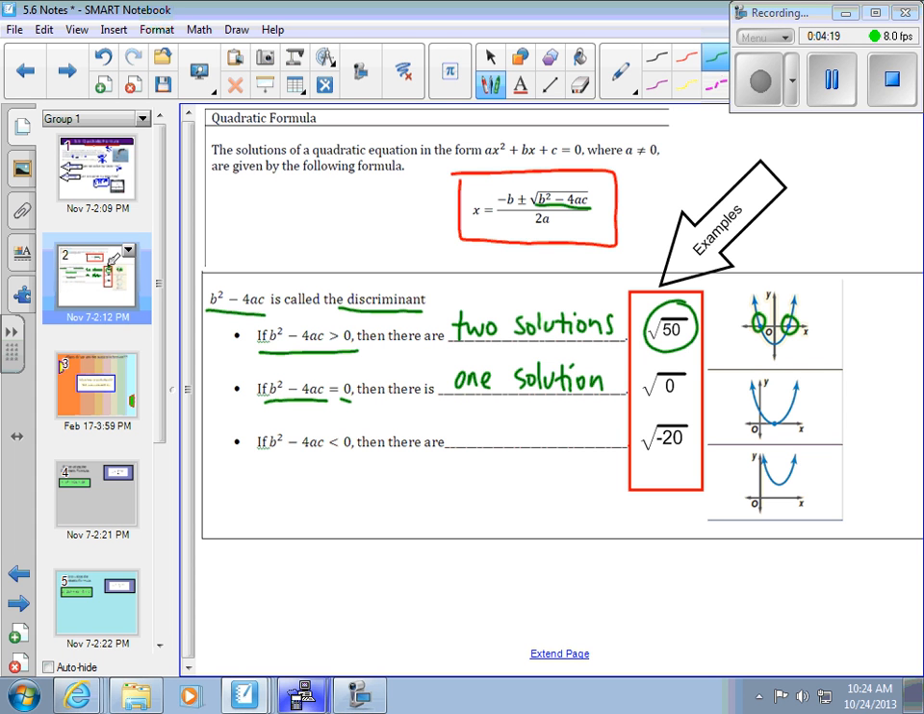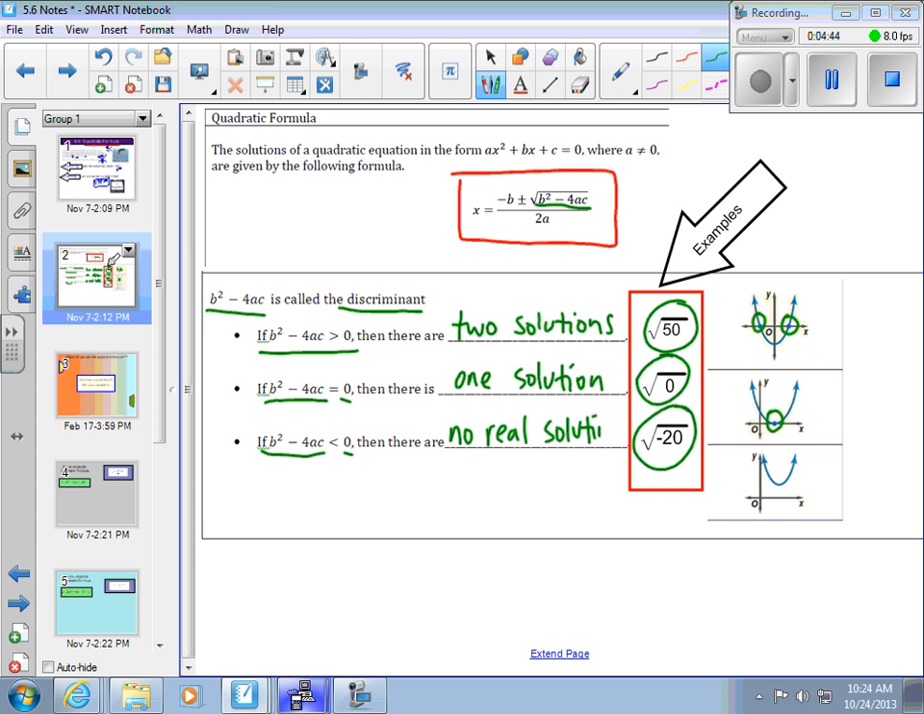Okay, so if it ever comes out that you get the square root of 0, you're going to see it hit 1 time. Now let's say your b squared minus 4ac part under the square root happens to be less than 0. That's where you get the square root of a negative number, like the square root of negative 20. You can't take square roots of negatives, so there are no real solutions.